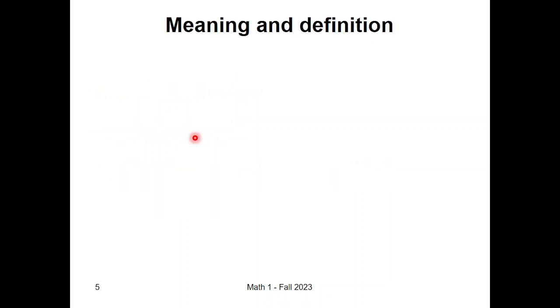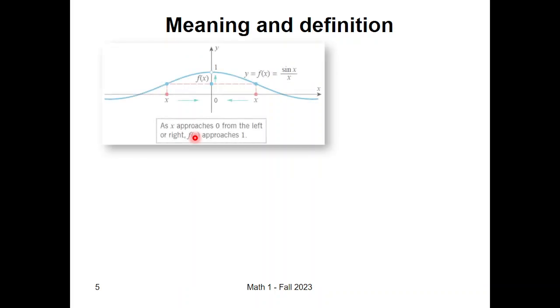What is the meaning of limit and what is the mathematical definition of limit? The limit of a function is to consider the behavior of the function at some point that cannot be determined using algebraic substitution. For example, if you consider the function f of x equals sine x over x, we cannot find using algebraic substitution the value of this function at x equals 0, because in this case, if you put x equals 0, you get 0 over 0, which is meaningless.